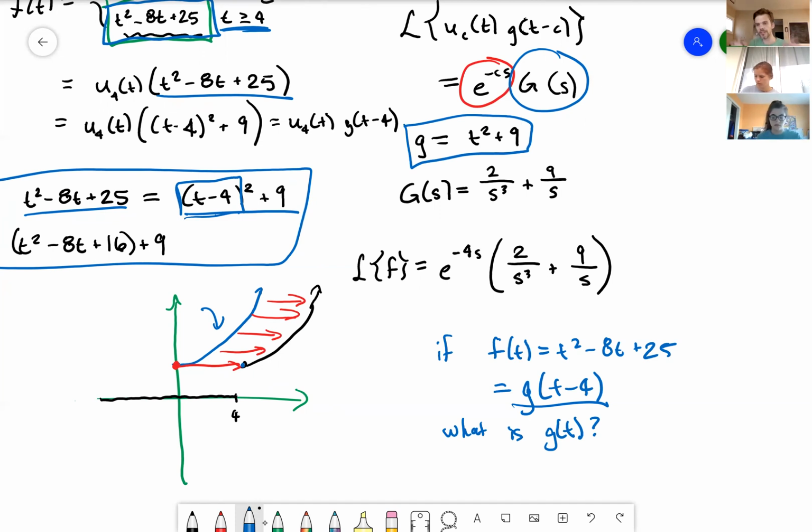So anyway, that's the kind of reasoning part of it. And then applying the table is just figuring out what the transform of this thing is. The table also gives us what the factor is for the shift as well.